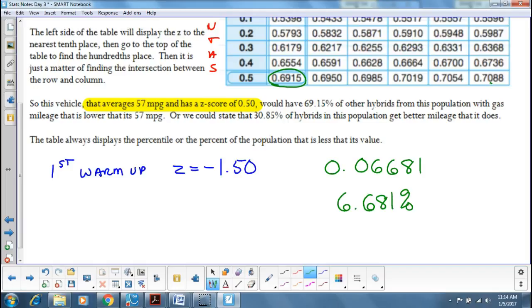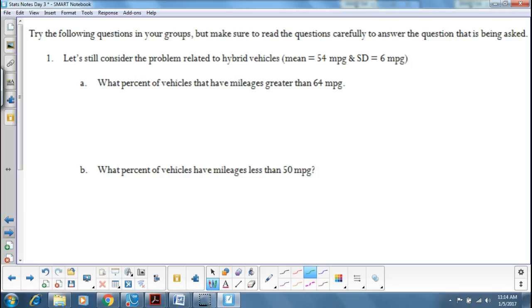Let's put it to work. Let's do some other type of problems. Okay? So let's still consider the problem related to the hybrid vehicle. So we still have a mean of 54. We still have a standard deviation of 6. Now, I will tell you this. It is extremely crucial that you read the problem. Because you're going to be looking for one of 3 specific words. Or, what is it? Is it synonyms? Words that mean the same but are different?